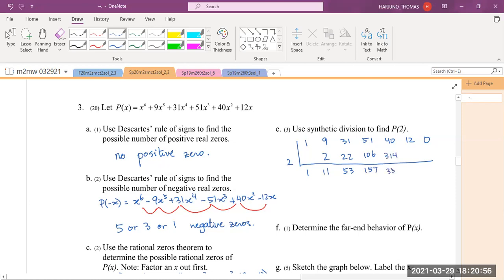$314, 354 times 2, 708, 720, that's 1440. So P2 is 1440.